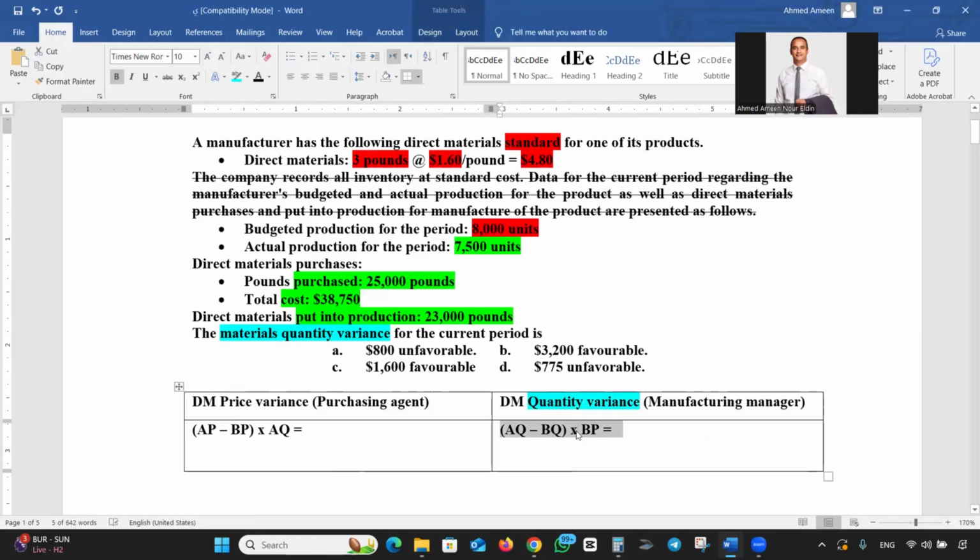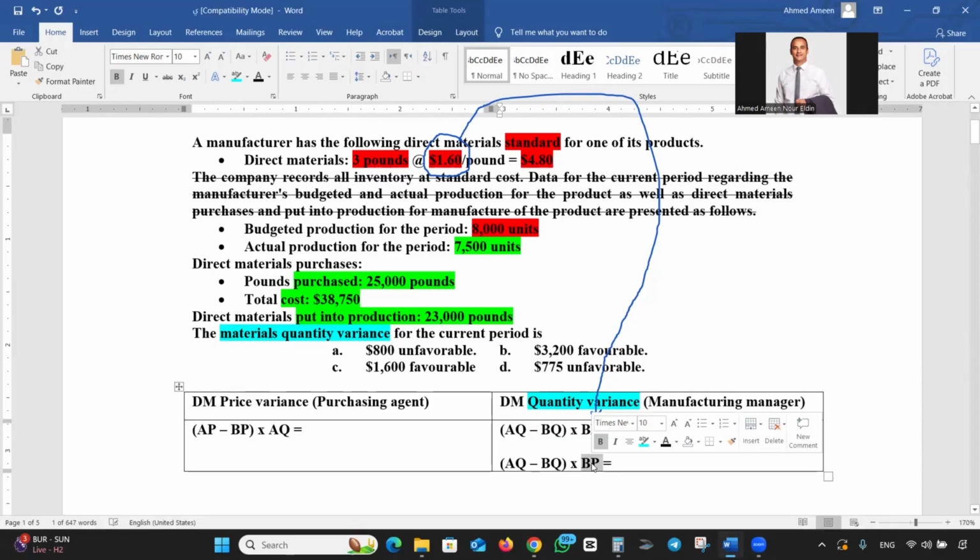So we have 3 amounts that we should calculate. Actual quantity minus budgeted quantity multiplied by budgeted price. The budgeted price is an easy amount because it is mentioned here. 1.60 is the budgeted price of the direct material. So the budgeted price is 1.60, which is given as we mentioned above.